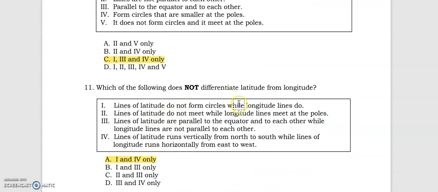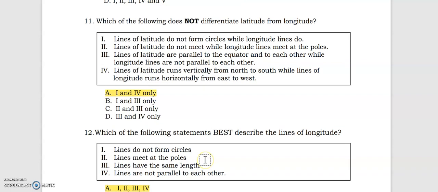Which of the following does not differentiate latitude from longitude? So, lines of latitude that do not form circles while longitude lines do. It's the opposite. Lines of latitude runs vertically from north to south while lines of longitude runs horizontally from east to west. It's the other way around. Lines of longitude runs vertically from north to south, while lines of latitude runs horizontally from east to west. So basically, it does not describe the lines of longitude yan.